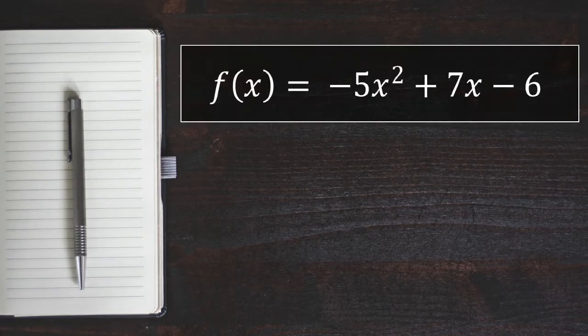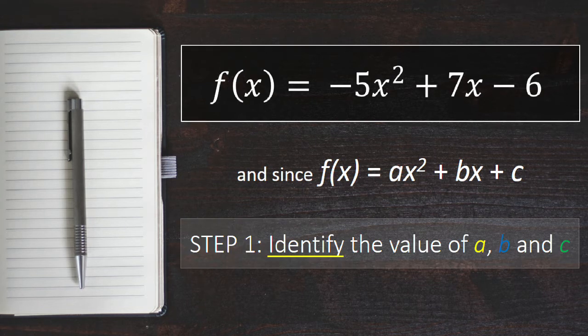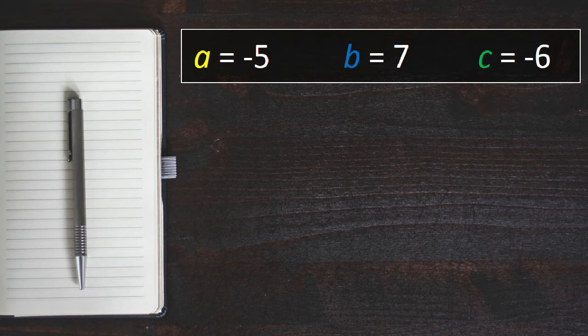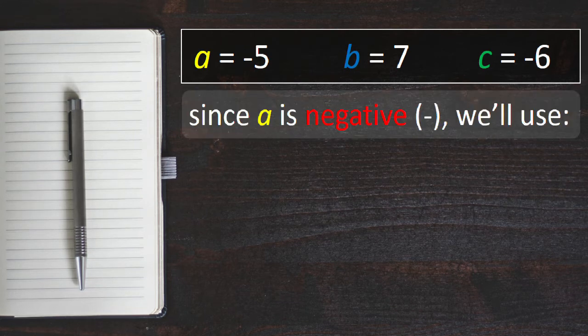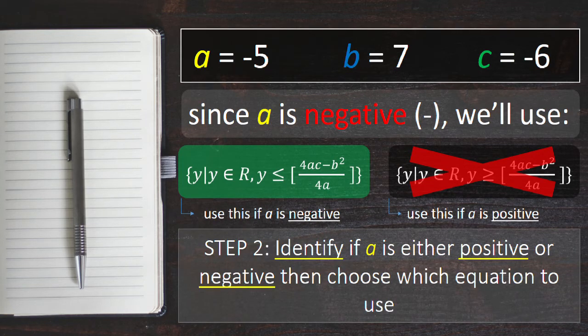An example is f of x is equal to negative 5x squared plus 7x minus 6. Since a quadratic function is one of the form f of x is equal to ax squared plus bx plus c, let's identify what is a, what is b, and what is c. So a is negative 5, b is 7, and c is negative 6. Since a is a negative number, this is the equation that we would use: set of y such that y is an element of all real numbers, y is less than or equal to 4ac minus b squared over 4a.